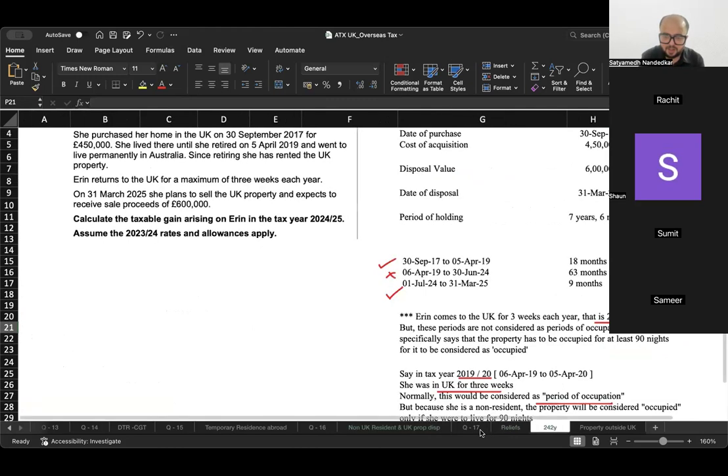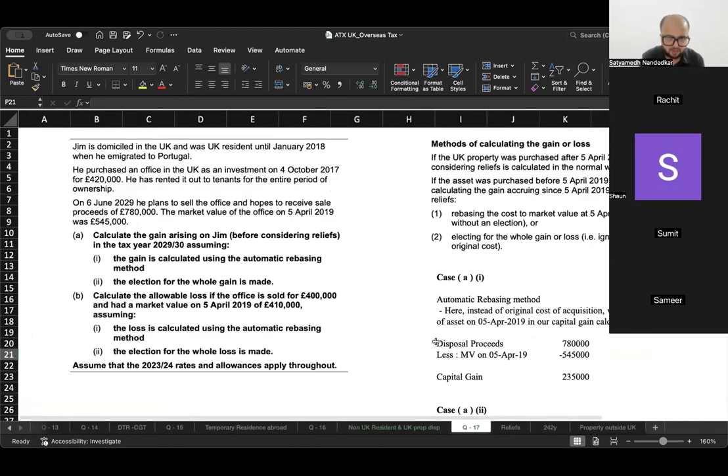On this again there is a question that we have done here. Jim is domiciled in the UK and was UK resident until Jan 18 when he emigrated to Portugal. He purchased an office in the UK as an investment on 4th of October 2017 for 4,20,000. He has rented it out to tenants for the entire period of ownership. On 6th of June 2029, he plans to sell the office and hopes to receive sale proceeds of 7,80,000. The market value of the office on 5th of April 19 was 545.